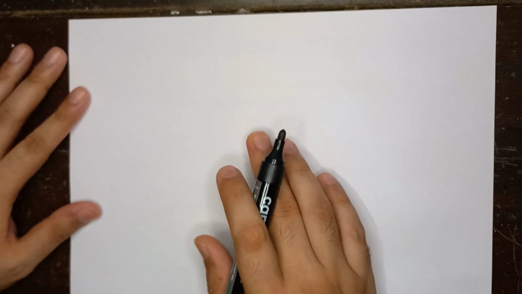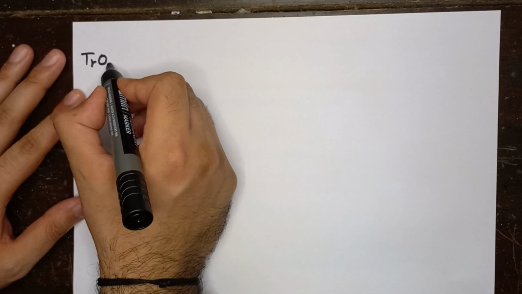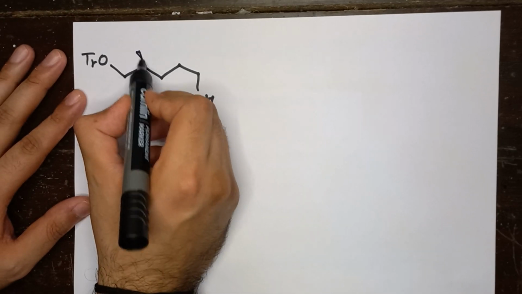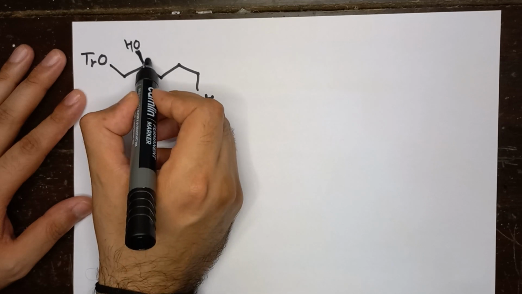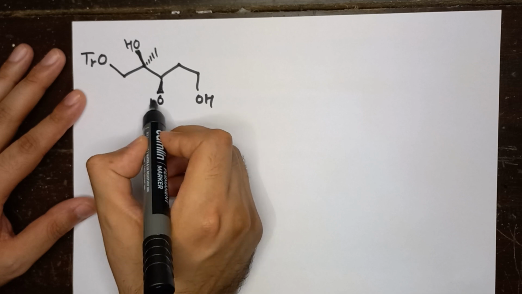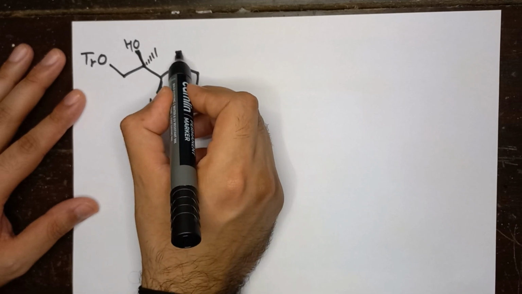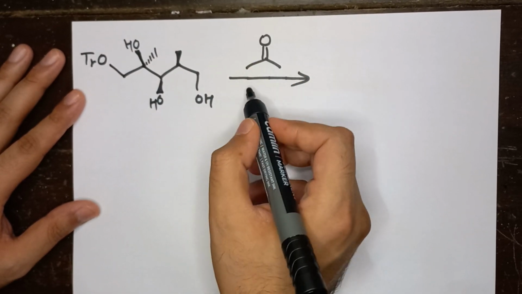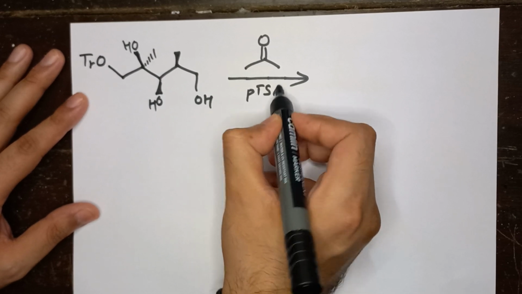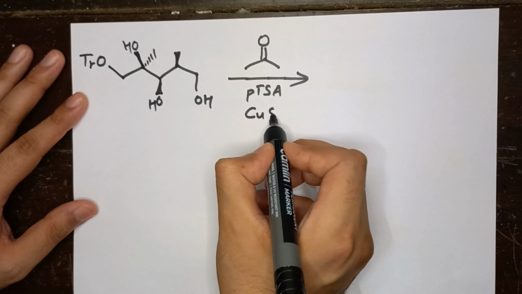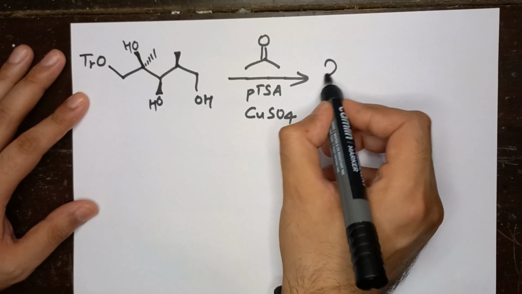Okay, I have a couple more questions. So this is my another question. Here we have OH above the plane, and we also have a methyl group below the plane. Here we have an OH group above the plane, and here we have a methyl group. I am reacting this with acetone in the presence of PTSA, a source of H plus ions, with a catalytic amount of copper sulfate. So what is the product?